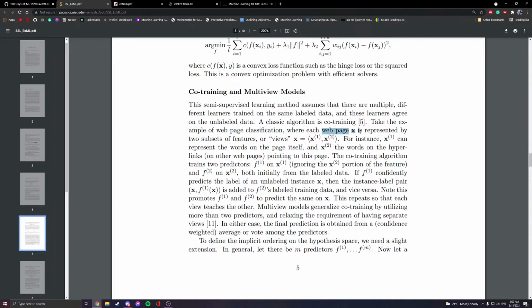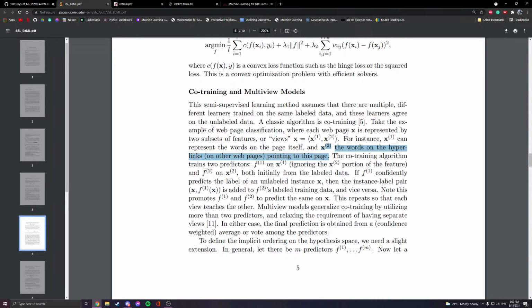Take the example of web page classification, where each web page X is represented by two subsets of the features, or views. X1 can represent the words on the page itself, and X2 the words on the hyperlinks pointing to this page.